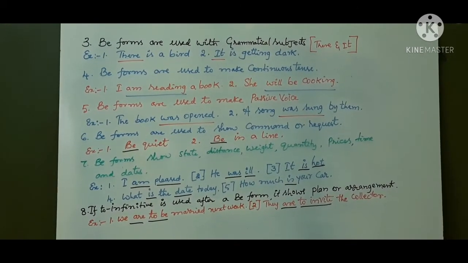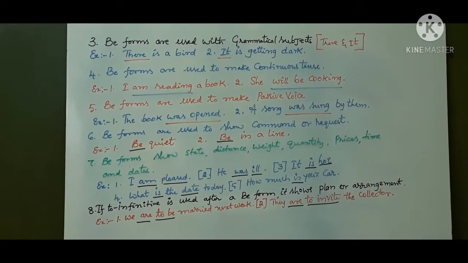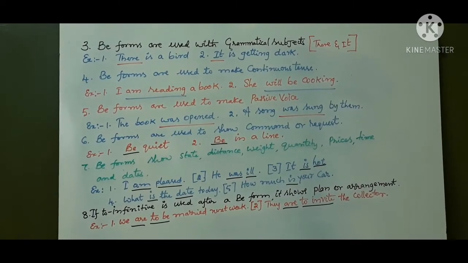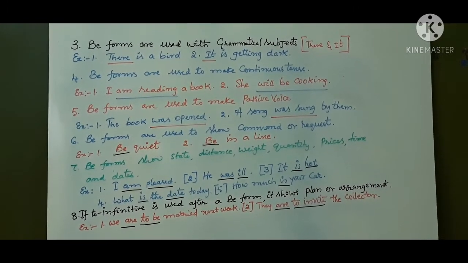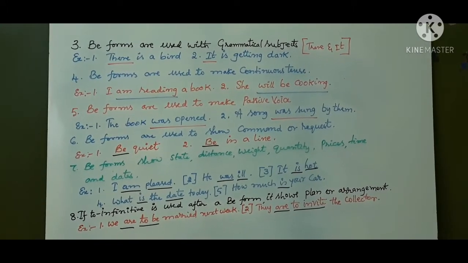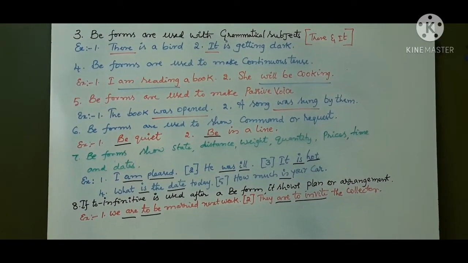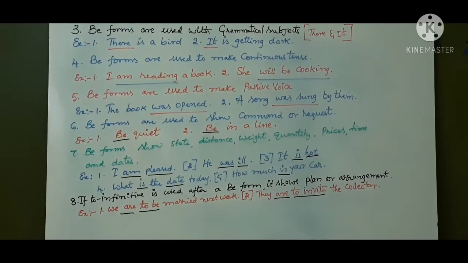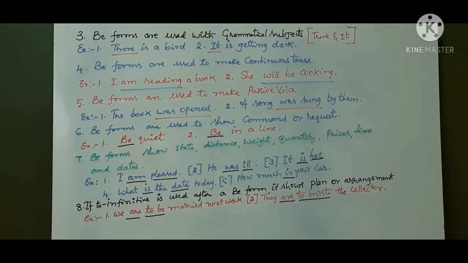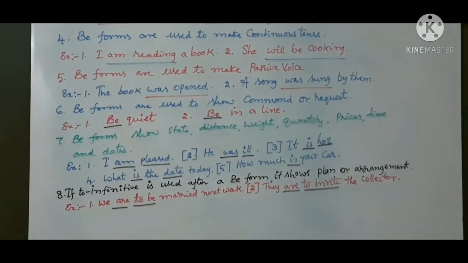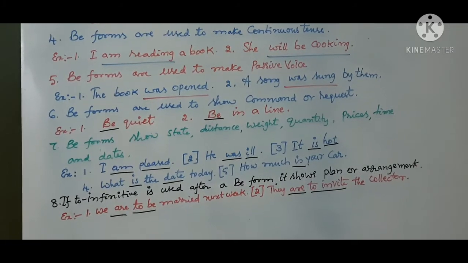Fourth rule: be forms are used to make continuous tenses. For example, I am reading a book, she will be cooking. 'Am reading' and 'will be cooking' are indicators of continuous tenses. Fifth: be forms are used to make passive voices. The book was opened, a song was sung by them. The underlined words in these two examples show passive voice.